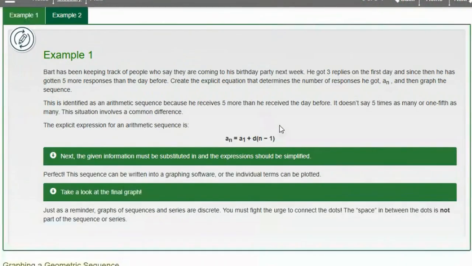Let's look at page 3. Let's see if they want us to start doing some here. Graphing arithmetic sequence. All right. Bart has been keeping track of people who say that they're coming to his birthday party next week. He got 3 replies the first day. Since then, he's gotten 5 more responses than the day before. Create the explicit equation that determines the number of responses he got, A sub n, and then graph the sequence. So let me fire up our camera so we can figure out what that's going to look like. Okay, so what was going on with this? 3 replies on the first day and 5 more than the day before.